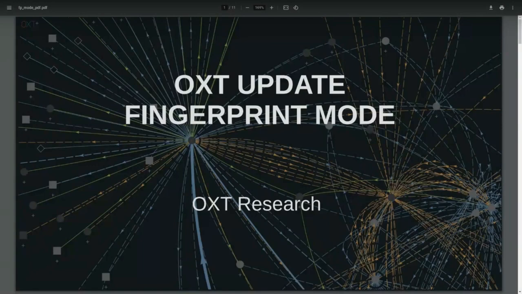Today we'll focus on OXT's latest update called Fingerprint mode. This update has been something that we've been working on for a little while. We released it a few weeks ago, and it'd be good for some people to see a walkthrough and just know where we're coming from and why we've put this out there.